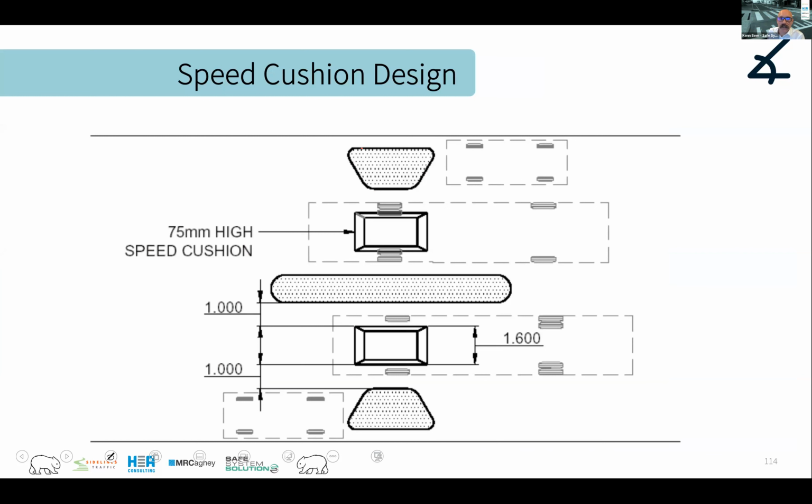A couple of standard drawings of your cushion heights and widths. Of course, you can see there the dotted overlay of buses. And that's the whole point, is that the bus straddles the cushion, tires either side. The tighter wheelbase of the car means that they are subject to having to slow down to navigate over the cushion. That's sort of how they work.